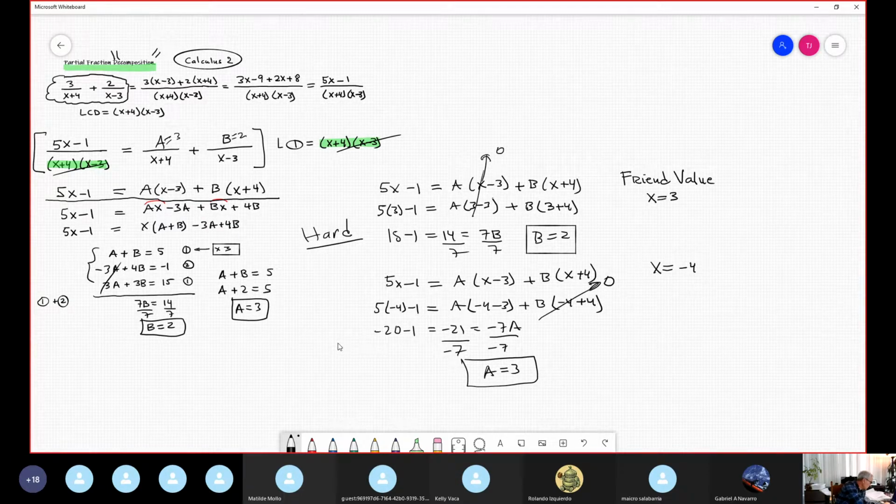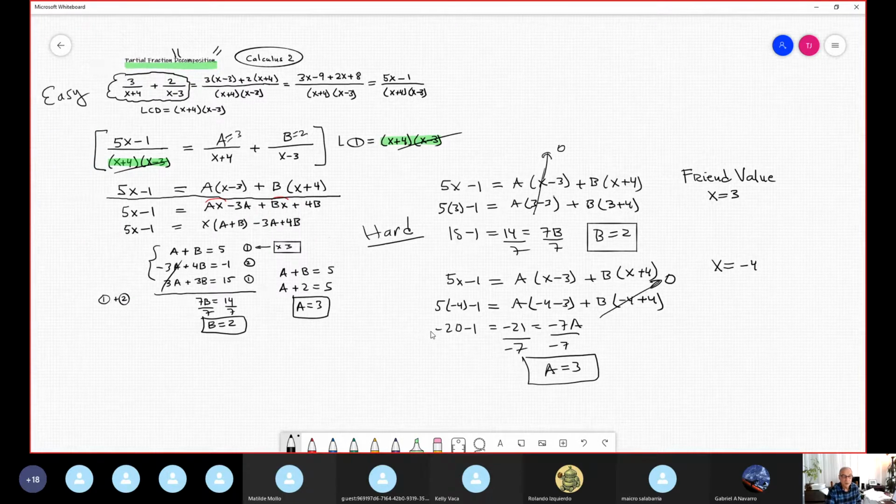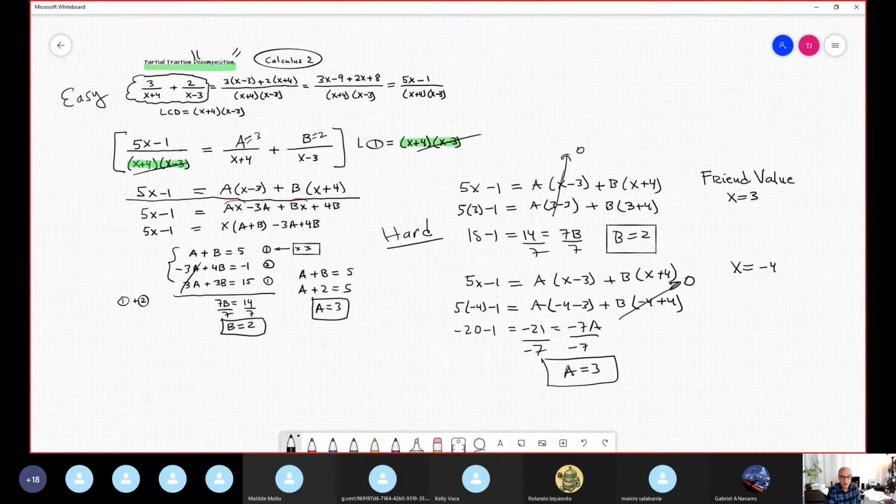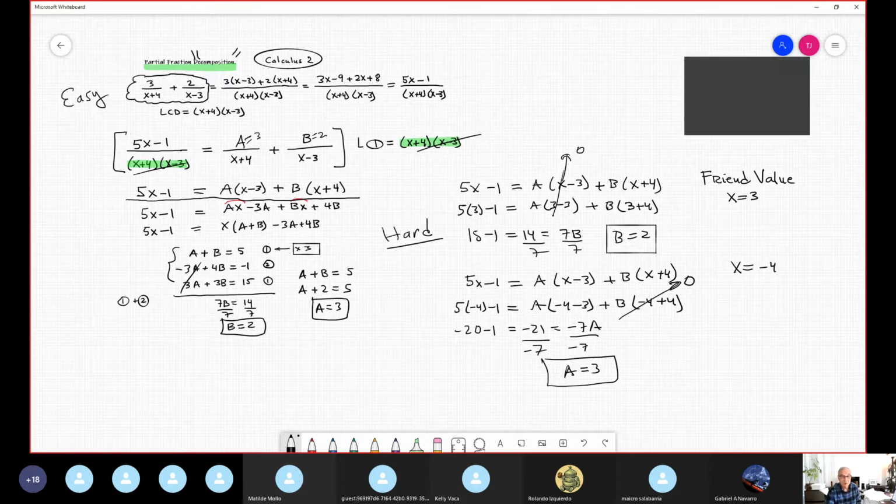Okay, does everyone understand the partial fraction decomposition idea? Yes or no? Confusion or clear? Come on, guys, you are sleeping. Clear. It's clear, right? Okay.